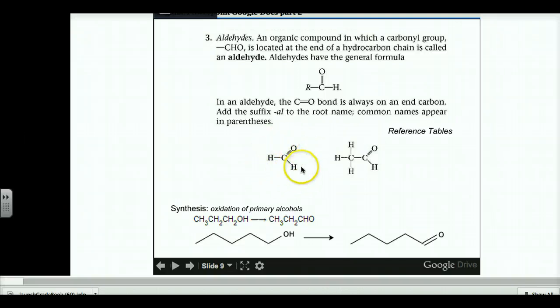Cadavers have long been preserved by formaldehyde, although now it's considered to be a carcinogen, so it's not used anymore. But formaldehyde is a common name of this molecule right here, and the simplistic name is a meth. There's no double bond, so methane, but for an aldehyde we use the AL ending, so methanal. So formaldehyde is methanal.